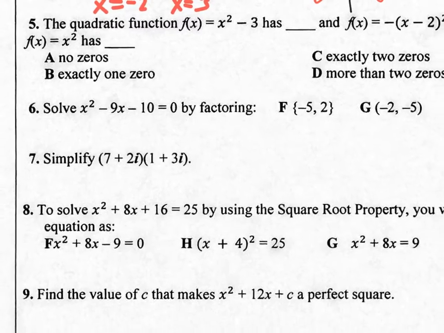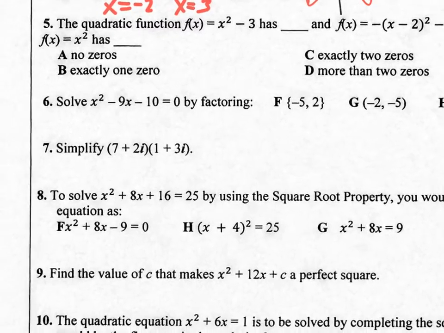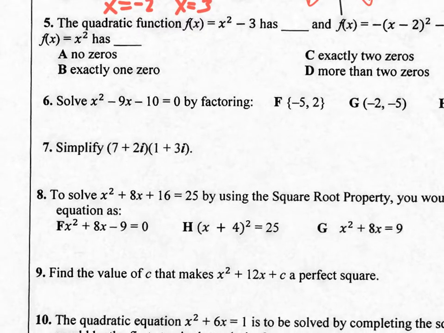The quadratic function f of x equals x squared minus 3 has blank, and let's choose from down here. Okay, so on tomorrow's test, you're not going to have this one, and this one. You're going to have one of them, all right? So let's just pretend that this is not here and this is not here right now. Let's just focus in on this one. F of x equals x squared minus 3. Okay, so does it have no zeros? The question is, no zeros. What you need to know is that zeros mean x-intercepts.